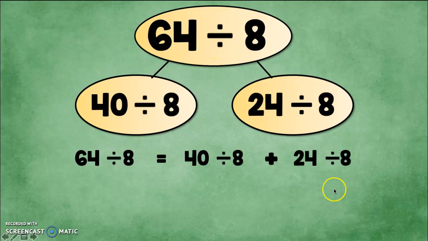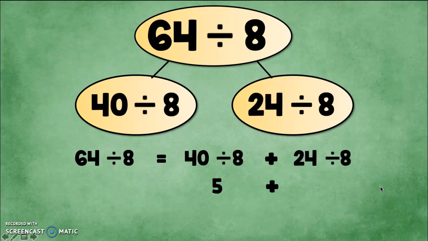Okay, so that's what my number sentence looks like. So now I just have to figure out the different parts. So what's 40 divided by 8? I want to count by 8s. 8, 16, 24, 32, 40. I figured out 40 divided by 8 is 5. And I'm going to add that to 24 divided by 8.